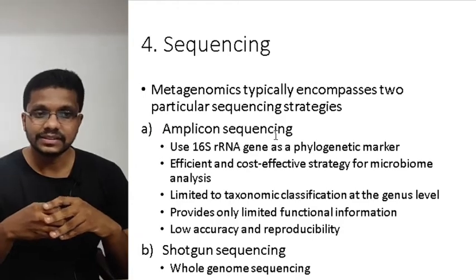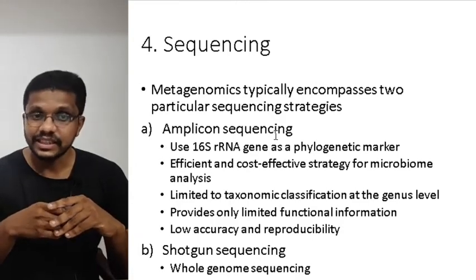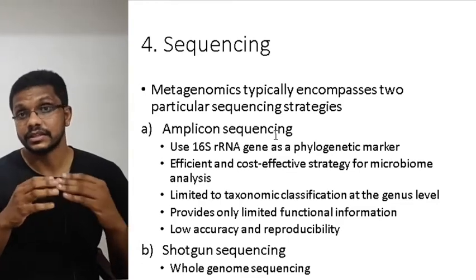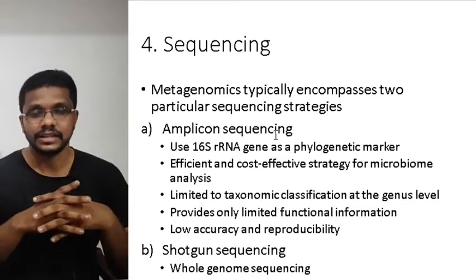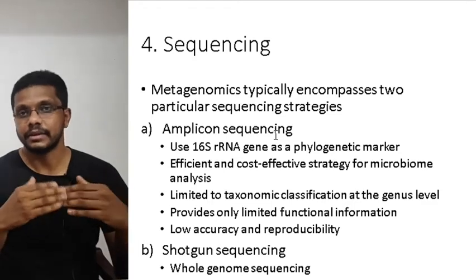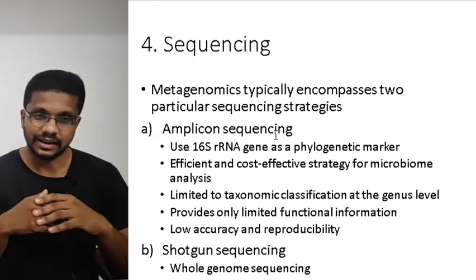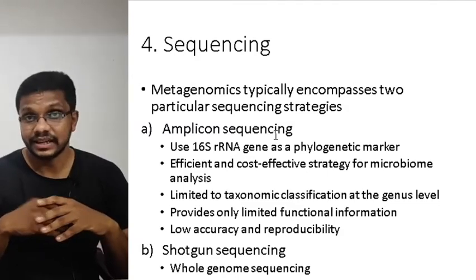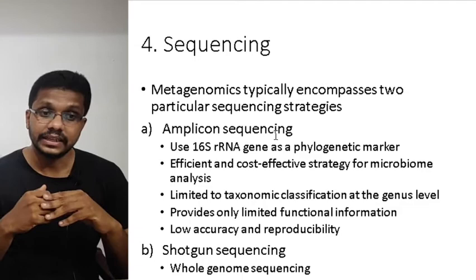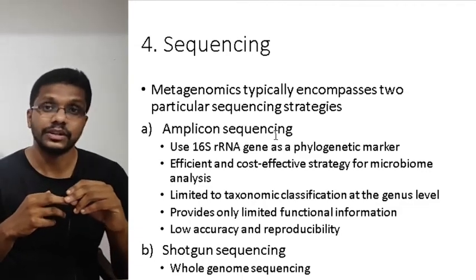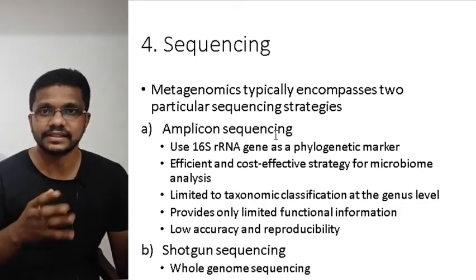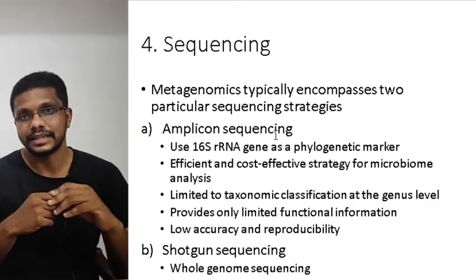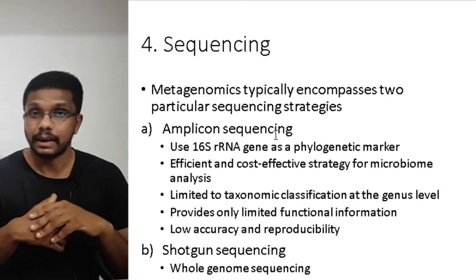16S rRNA sequencing is an efficient and cost-effective strategy for microbiome analysis. We can know which types of microorganisms are present, because different microorganisms have different 16S rRNA. But the thing is that it limits the taxonomic classification to the genus level. It provides only very limited information about the functions of different genes. It is only sequencing the 16S rRNA, and its accuracy and reproducibility are pretty low. So we are not really entertaining amplicon sequencing.